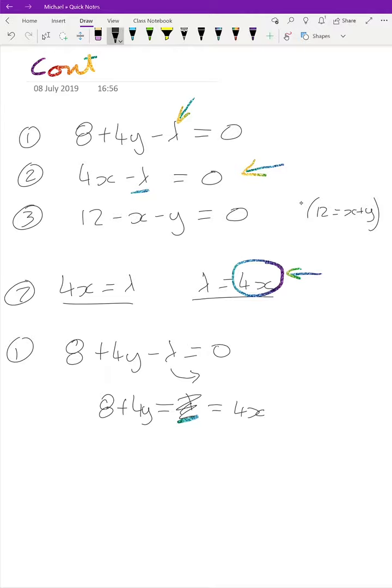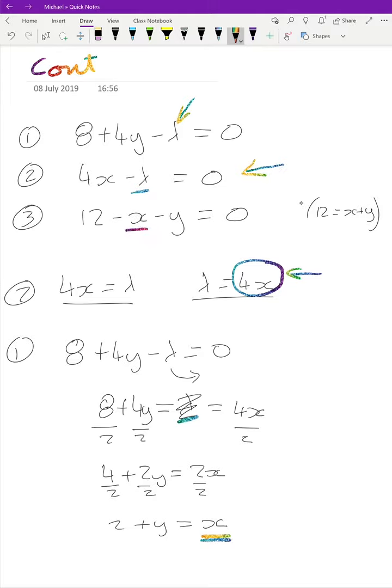So I'm going to divide everything there by 2, just to make it look nicer. 4 plus 2y equals 2x. And now, I've just realised I shouldn't have divided by 2, I should have divided by 4. So I'm going to divide everything by 2 again. 2 plus y equals x. And now I've got an equation for what x is equal to, and going to equation 3, there's an x.